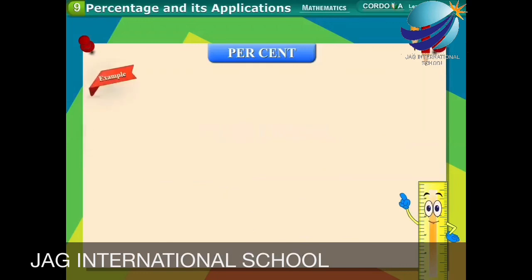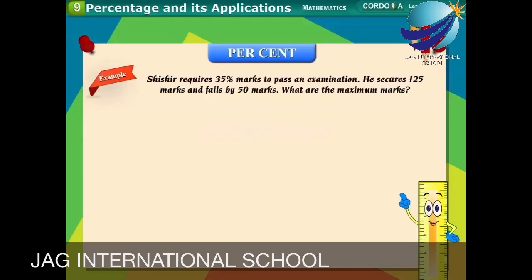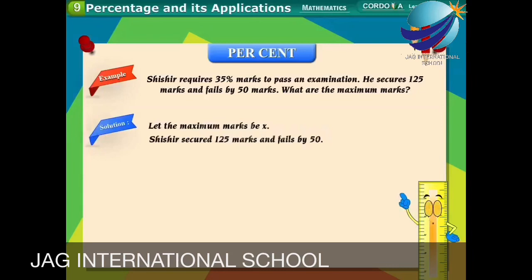Example: Shishir requires 35% marks to pass an examination. He secures 125 marks and fails by 50 marks. What are the maximum marks? Solution: let the maximum marks be x. Shishir secured 125 marks and fails by 50. Pass marks is equal to 125 plus 50, which is equal to 175.